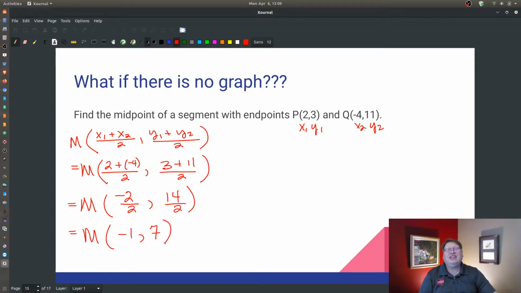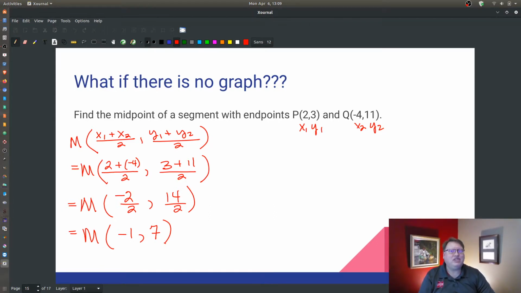Okay. So again, if I wanted to check this, all I have to do is go to Desmos. I can graph the point 2, 3. I can graph the point negative 4, 11. And then I can graph my midpoint negative 1, 7.